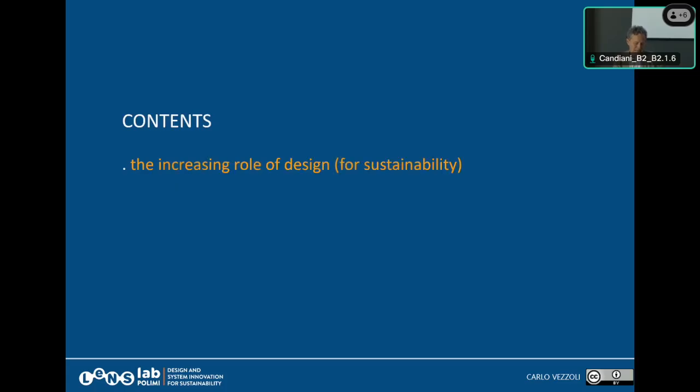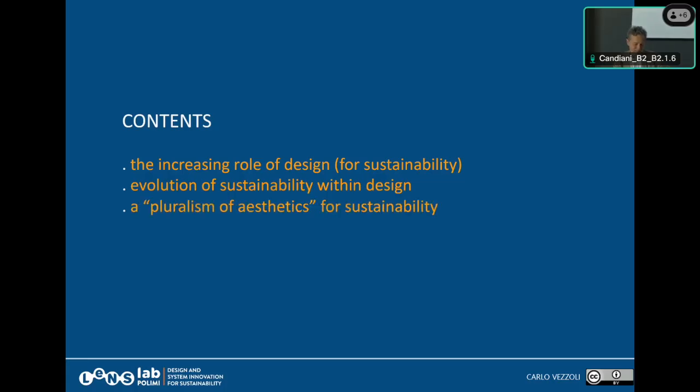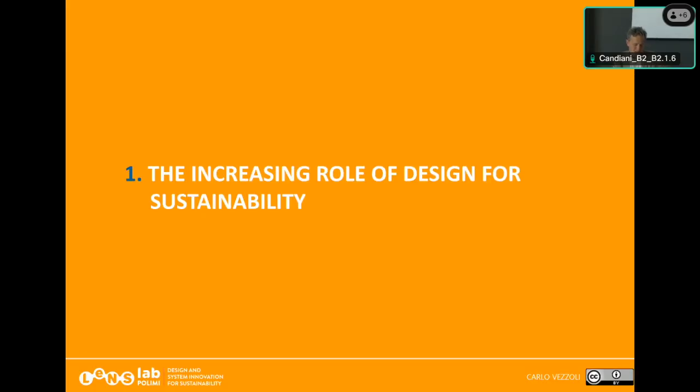First of all, we will see that there has been, as we have seen in the course of the year, an increasing and recognized role for the designer, for you, in designing for sustainability. We will see the evolution of this design for sustainability, and at the end, I will say something about the aesthetic of sustainability, as I promised to you since the beginning, okay? My thought about that. Increasing role of design for sustainability.